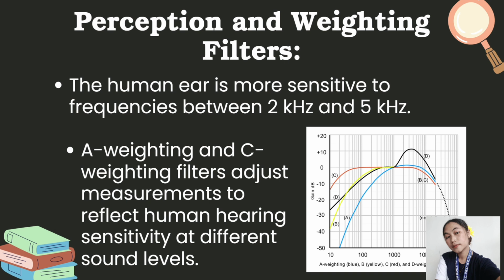A weighting, or the dBA, reduces the low and very high frequencies, so it matches human hearing at moderate sound levels. It is commonly used for noise measurements in workplaces and communities. And for C weighting, or the dBC, this filter includes more low frequencies and is used for measuring very loud sounds like concerts or explosions. So in short, weighting filters help us measure sound the way people actually perceive it, not just the raw physical values. Next slide, please.